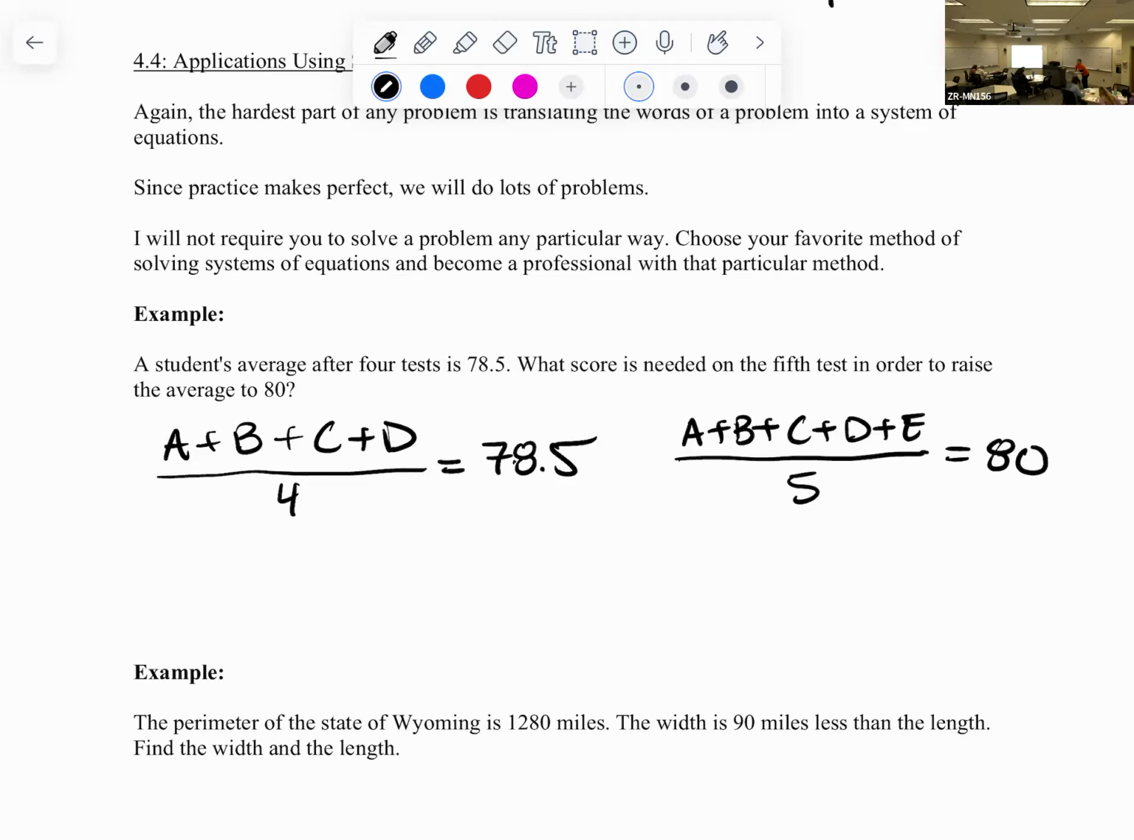That is a good question. How do we solve this? Always remember, what do we hate? Fractions. Fractions. So what should we do first? Multiply by 5. Specifically, let's multiply the right one by 5 and the left one by 4.